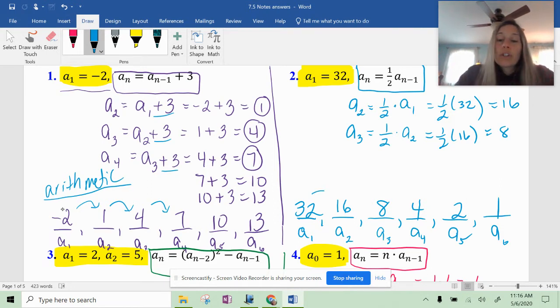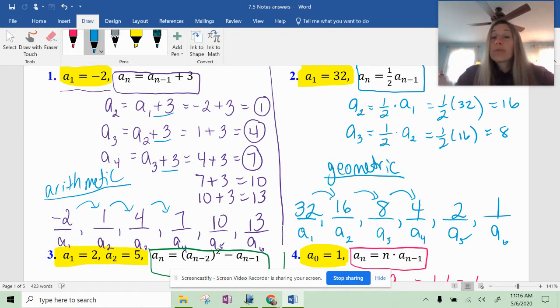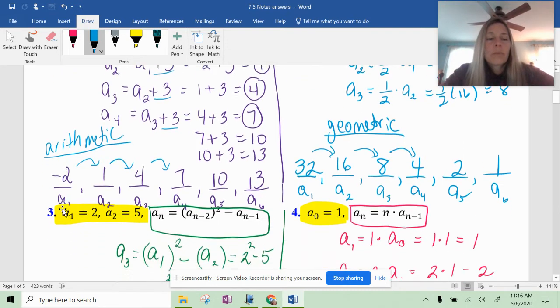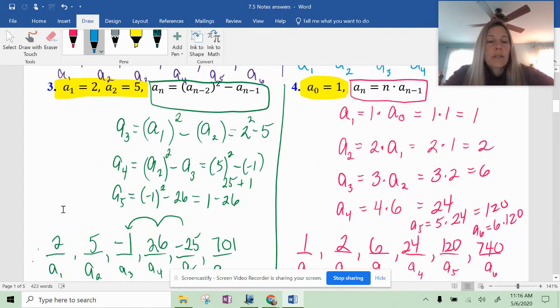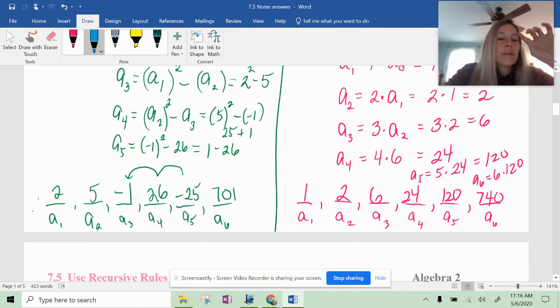Now, when you did number 2, this was divide by 2 or multiply by 1/2. So that would have been an example of geometric. So you could write explicit rules for these as well, like we did last week, but this is just another way. It's a way to write a different type of rule if you just have one number to start with or something like that.